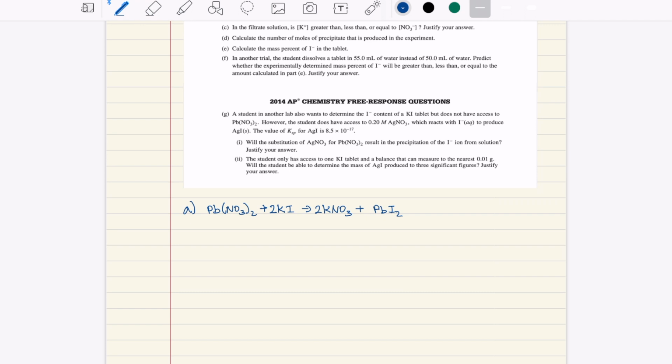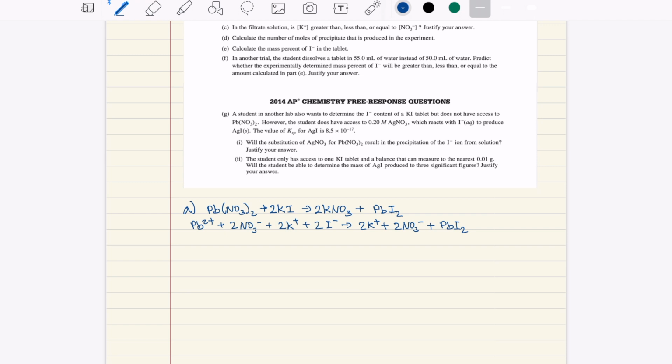So we would have Pb2+ plus 2NO3 minus plus 2K+ plus 2I minus will form 2K+ plus 2NO3 minus plus PbI2. Right, and remember PbI2 doesn't separate because it's a precipitate, a solid.